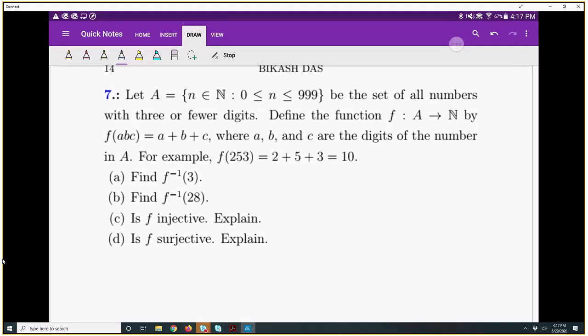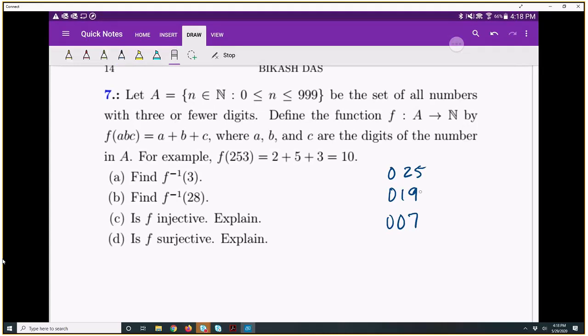And I want to point out here that our domain A is going to include numbers with 3 or fewer digits, so it's going to include numbers like 25, 19, and 7 that don't have 3 digits. So we're just going to consider the missing digits as zeros. If I was applying the function to the number 7, I would add 0 plus 0 plus 7. If I was applying it to 19, I'd add 0 plus 1 plus 9.